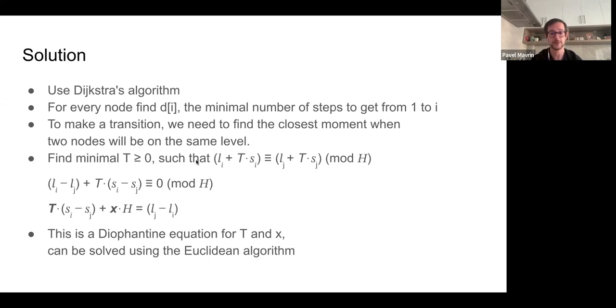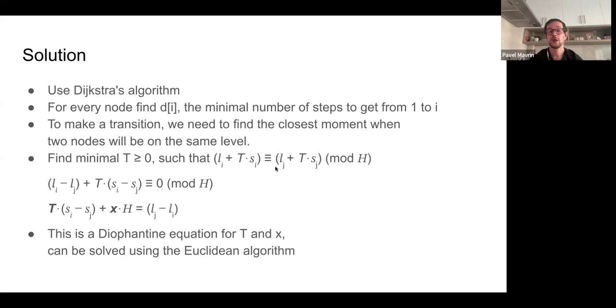You need to solve this equation, basically. So you need to find minimal t such that here on the left I have the level of the first platform, and on the right I have the level of the second platform.